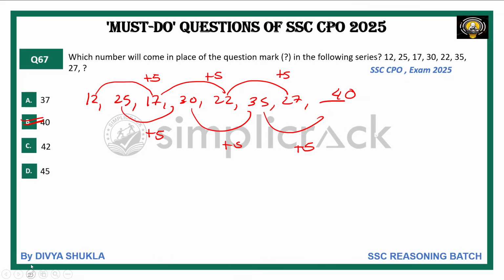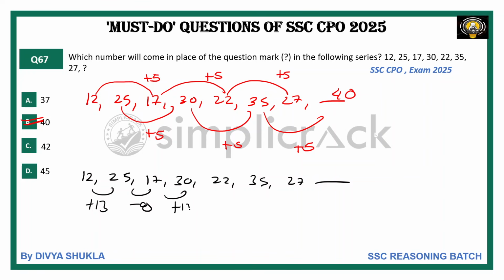Or wait a second, what else you can do here. If I'm writing the same thing again, 12, 25, 17, 30, 22, 35, 27, I'm just writing one more logic. The other logic would be plus 13 minus 8, plus 13 minus 8, plus 13 minus 8. So that means the next one would be 27 plus 13, that is 40. So I've explained this question using two logics. Let's see the next one.